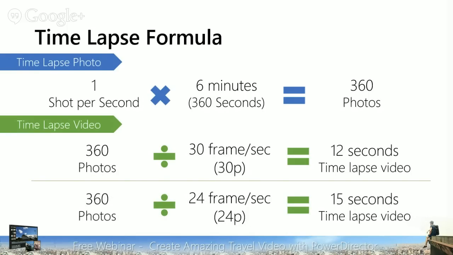You can imagine that each second of your video is composed of 30 different frames, and each frame was taken 1 second apart. So it's like a fast forward of 30 times.